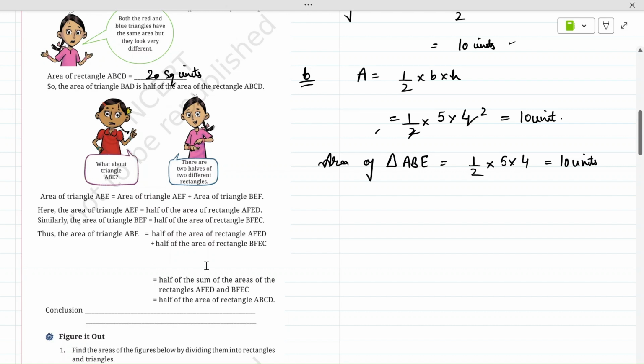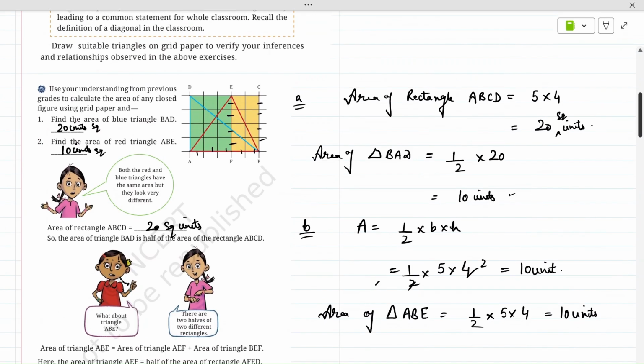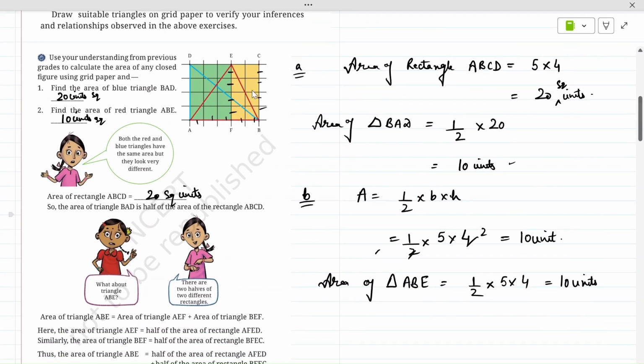Now, look at the area of triangle ABE. So kids, if you look at this triangle ABE, we have found out the area is 10 units. But if you see here, this triangle is a combination of two triangles. This triangle first, and another triangle, this one. This whole triangle is the sum of this triangle and this triangle. That is, it is the sum of AEF and BEF. Same thing has been written here, AEF and BEF.